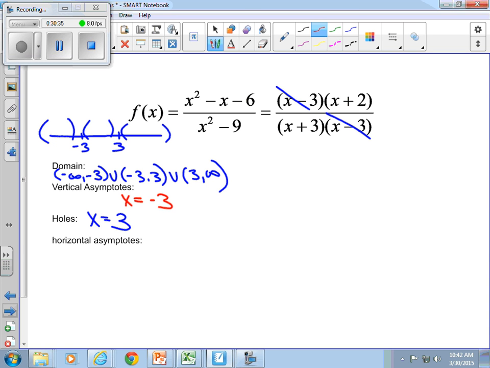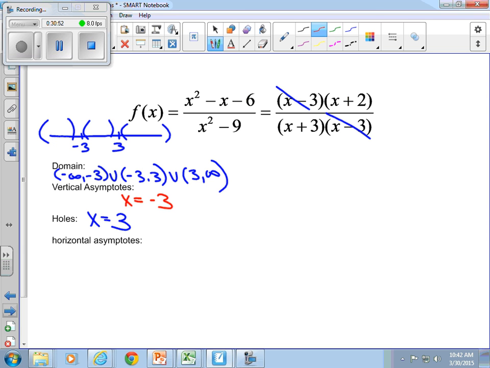No. Holes are the ones that can't stop. Does that make sense? And the reason it's positive 3 is because positive 3 is what makes x minus 3 equal 0. So that's the reason the hole is positive 3.